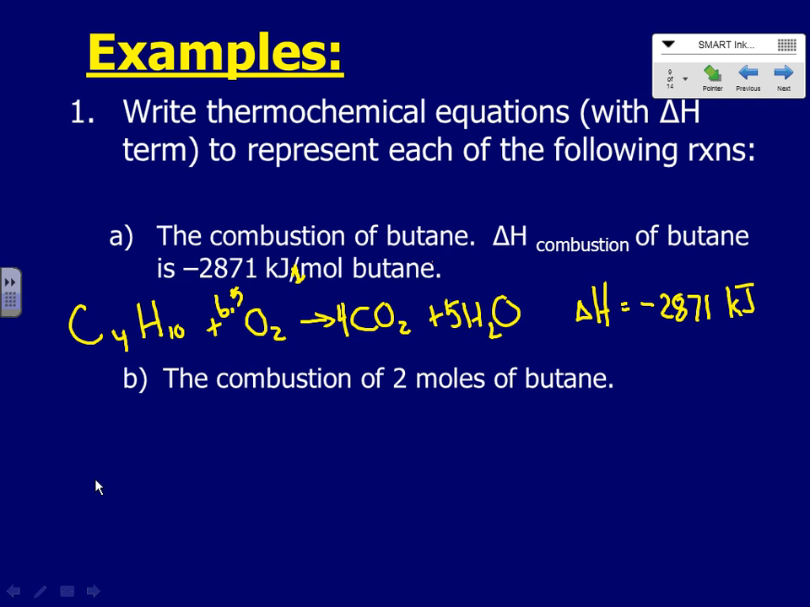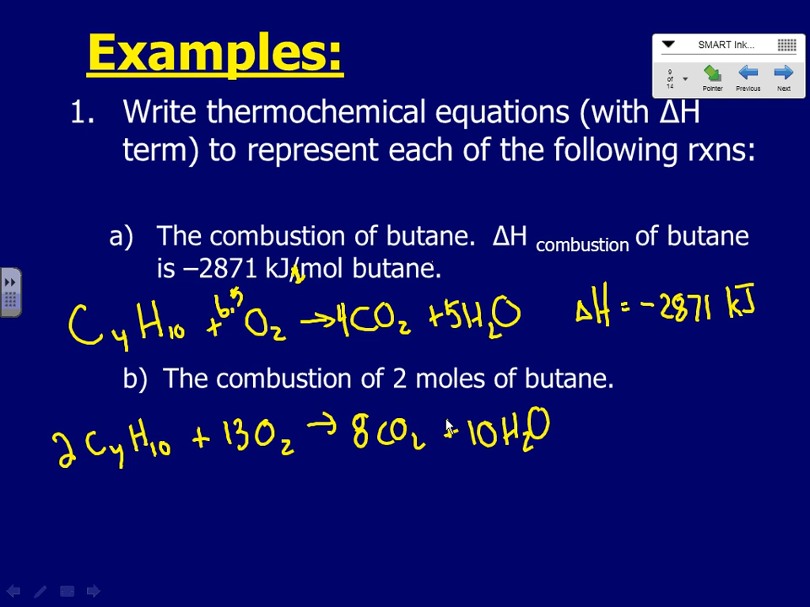What if I was talking about 2 moles of butane? Well, then I could double all of my coefficients. 2C4H10. Oops, that's not an H. 2C4H10. And now, to keep it balanced, 13O2, 8 CO2, 10 H2O. And if this is for 1 mole, then all I have to do to get the reaction for 2 moles is double it.